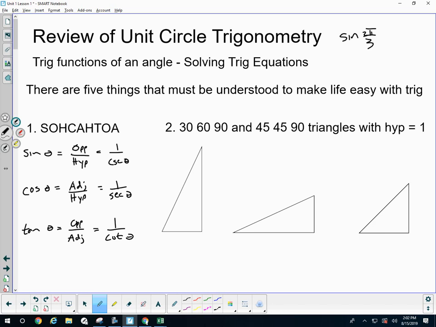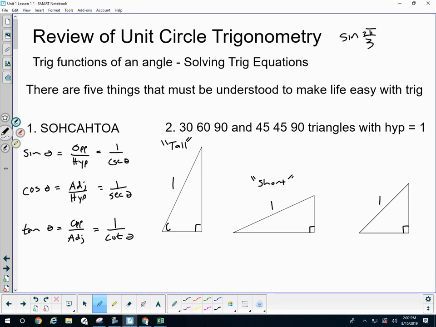Second thing I need to know are the side lengths of a 30, 60, 90 and a 45, 45, 90 triangle with a hypotenuse 1. So all of these right triangles have a hypotenuse of 1. Might not look like they're the same length, but let's just pretend. These are two of the same triangles, just oriented differently, okay? This is what I consider the tall 30, 60, 90 triangle. This is what I consider the short 30, 60, 90 triangle.